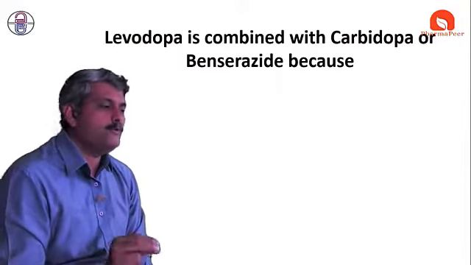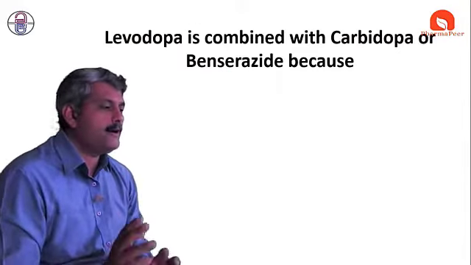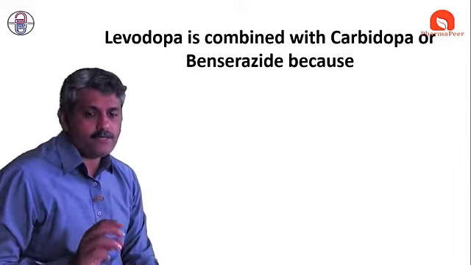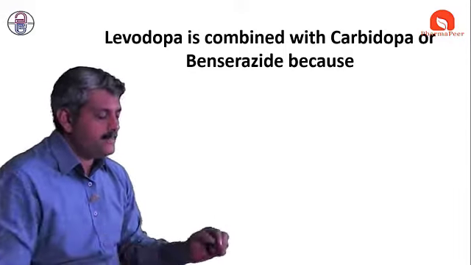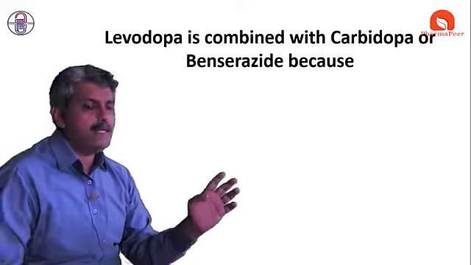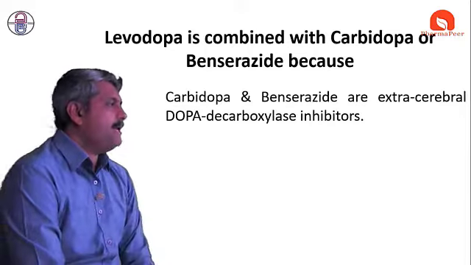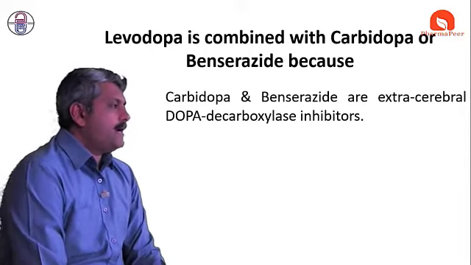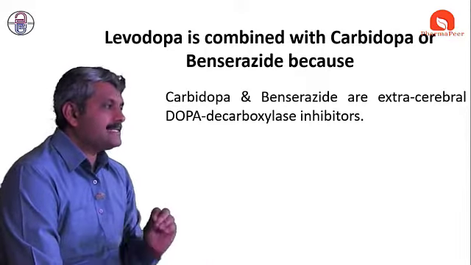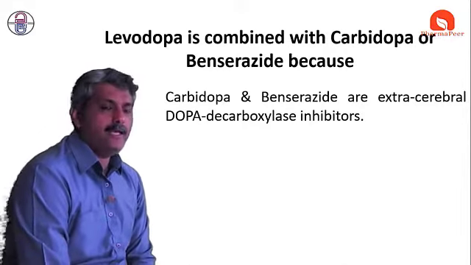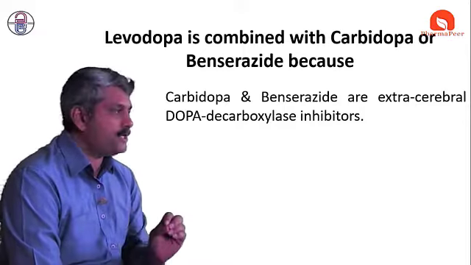Now the next point, which is a very important thing, is the combination of levodopa with carbidopa or benserazide. Why is the drug benserazide or carbidopa preferred? What is the reason behind that? Many times in exams they have asked this question. Carbidopa and benserazide are extracerebral dopa decarboxylase inhibitors. That is the most important thing.